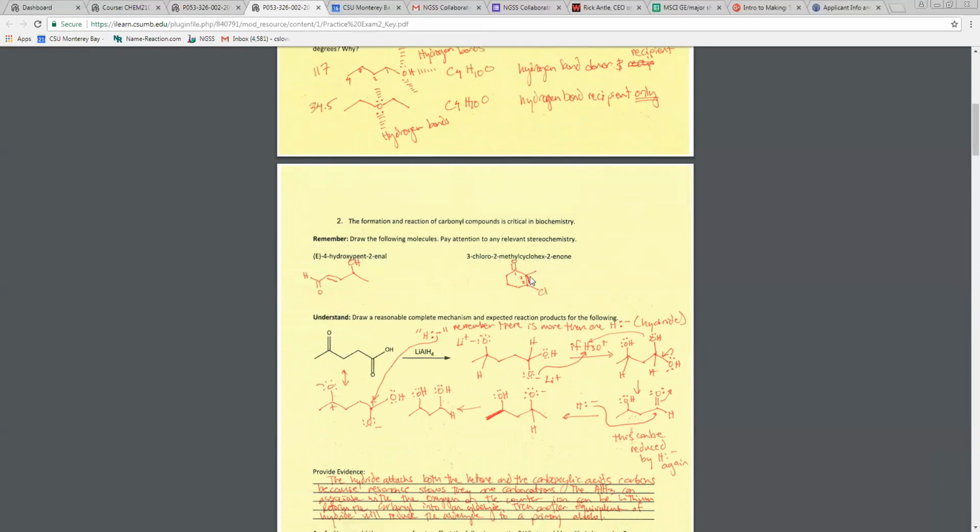3-chloro-2-methylcyclohexenone. So again, a double bond, the chloride group at the 3 position, the methyl group at the 2 position, and then the "one" refers to the fact that it's a carbonyl or a ketone.